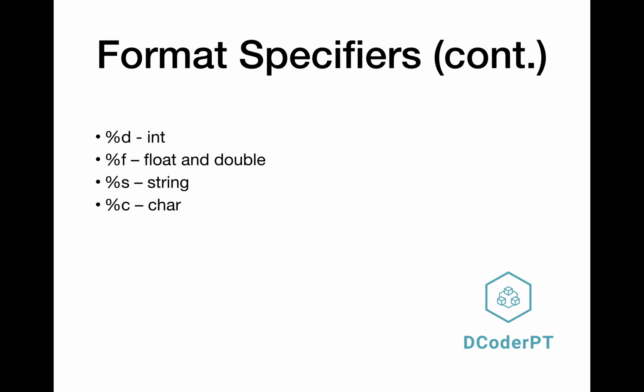The format specifiers that we will be using throughout the course are %d, which is used to print, and you'll see that it's also used to read integers; %f, which is used for floats and doubles; %s, which will be used for strings, even though we haven't mentioned strings yet, we will in the future; and %c for chars. So these four will be used very commonly throughout this course.